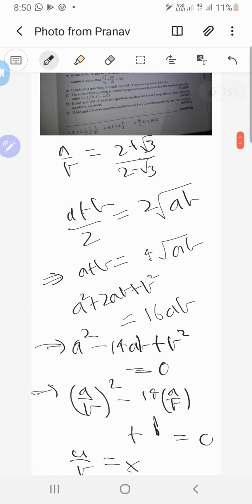So this can be written as 2 plus root 3 whole squared, which by the way can also be written as 2 plus root 3 into 2 plus root 3 into 2 minus root 3 is just 1 upon 2 minus root 3. So that's done.